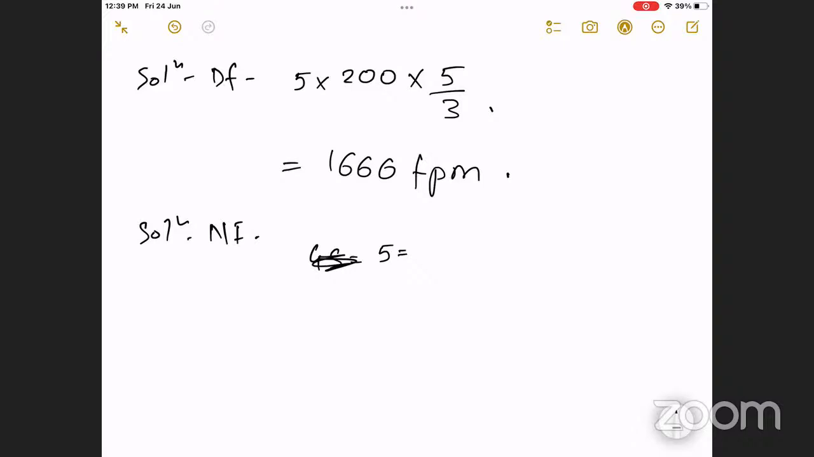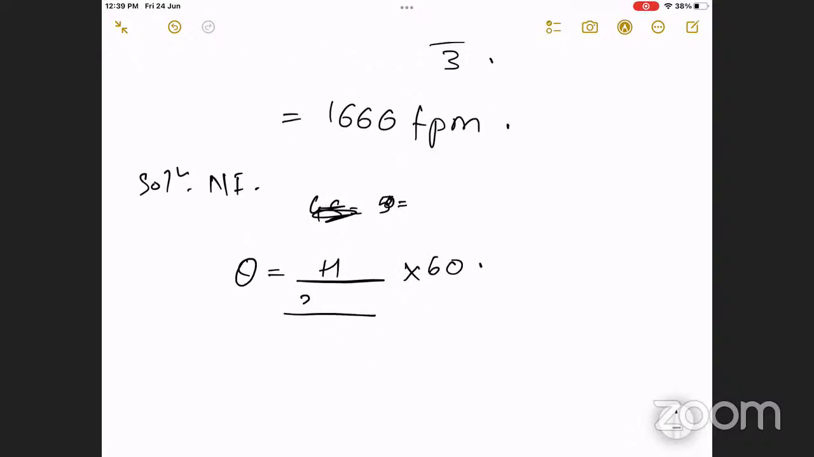Students, do it using the normal formula. What is the normal formula? First, find out the range for 1 minute. So theta is equal to height upon range per minute into 60. So range per minute would be what? 200 divided by 60.